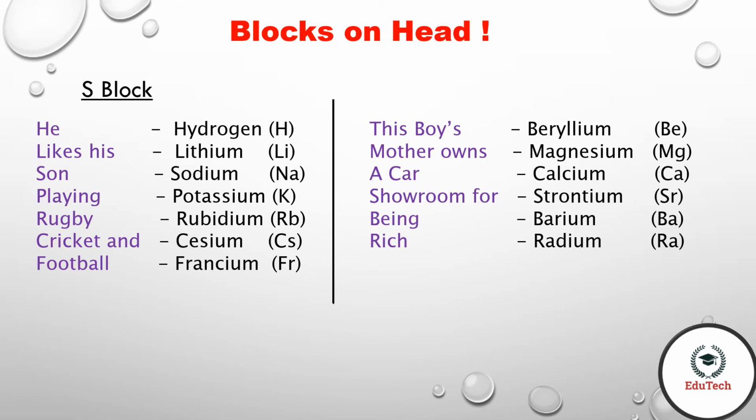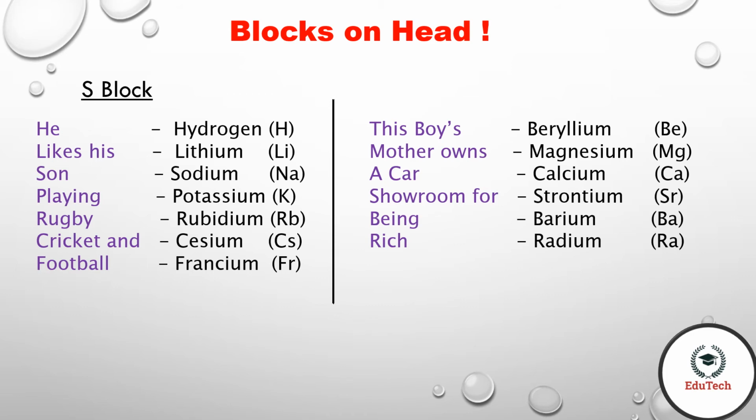We can memorize this like a sentence. He likes his son playing rugby, cricket, and football. He represents hydrogen, likes represents lithium, son represents sodium, playing represents potassium, rugby represents rubidium, cricket represents cesium, football represents francium.